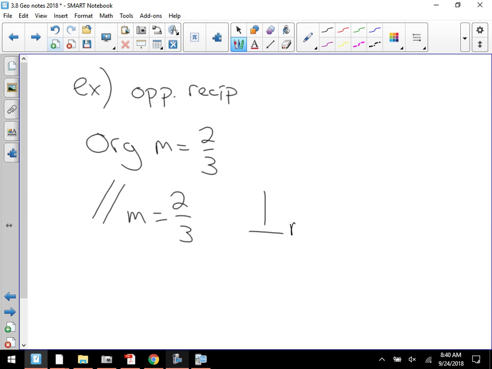Perpendicular then, what's the opposite of a positive? And flip the fraction. Opposite reciprocal. Change the sign, flip the fraction. That's what that means. That's it. Opposite reciprocals.